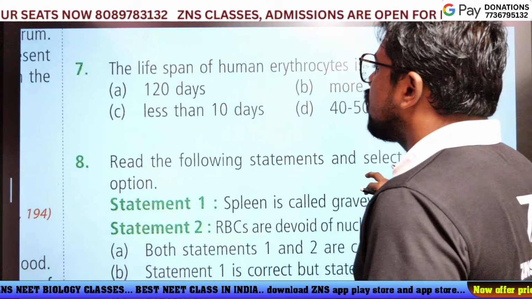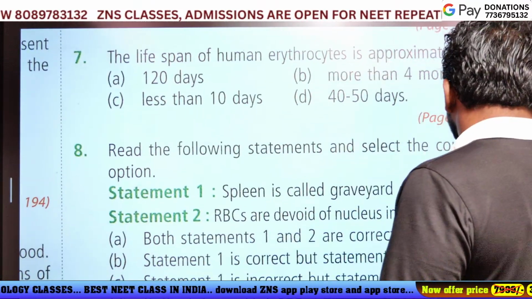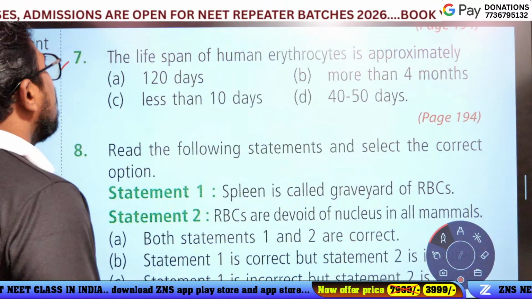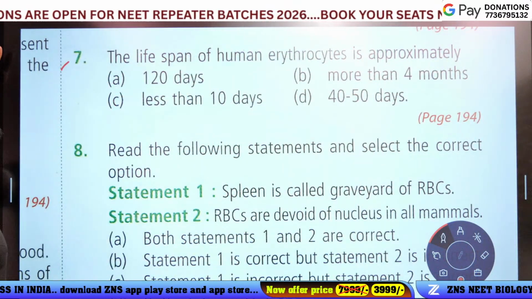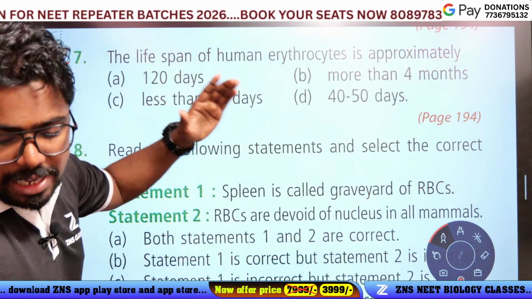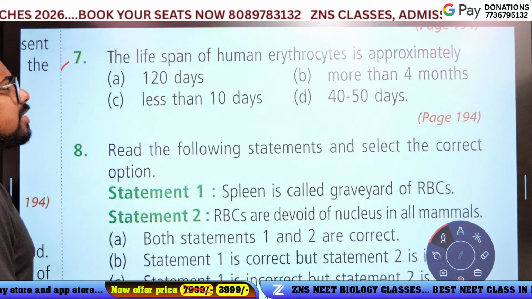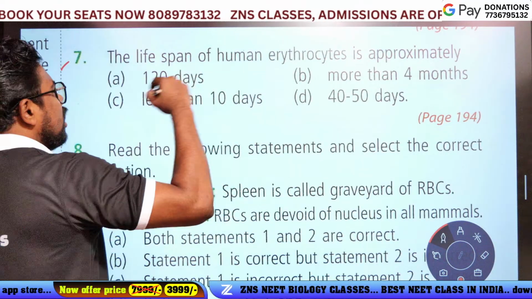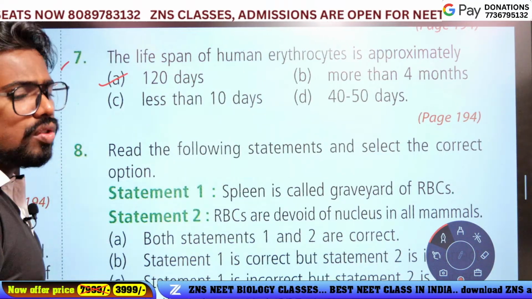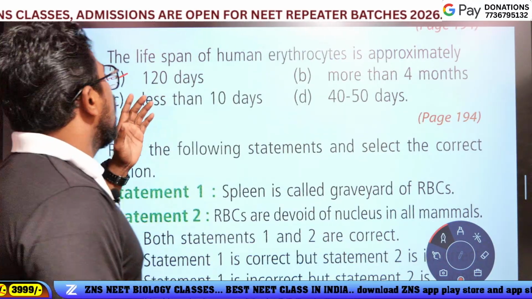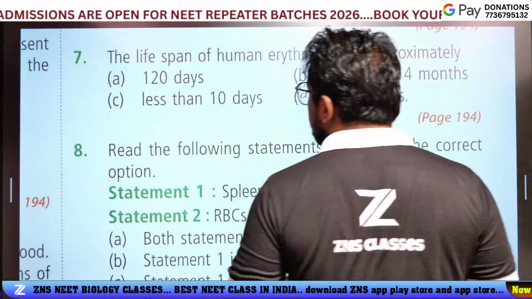The next, question number 7. The lifespan of human erythrocyte is approximately, which is the answer? 120 days. It's a pure NCERT question. The RBC or erythrocyte lifespan is 120 days.